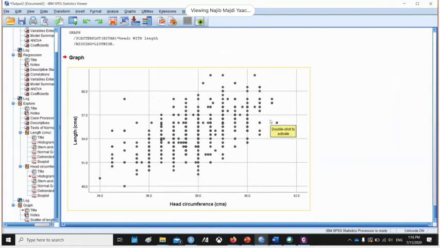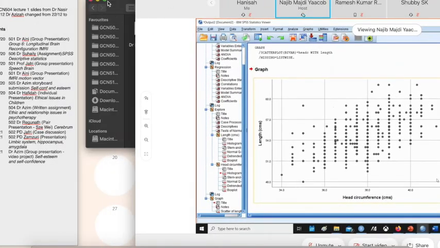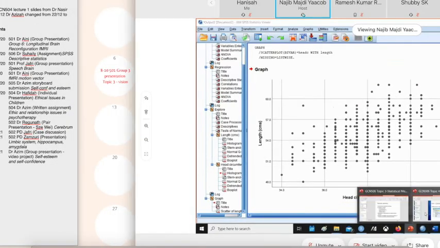So that's how we assess linearity, equal variance, and normality, plus minus, based on the scatter plot. Very simple.